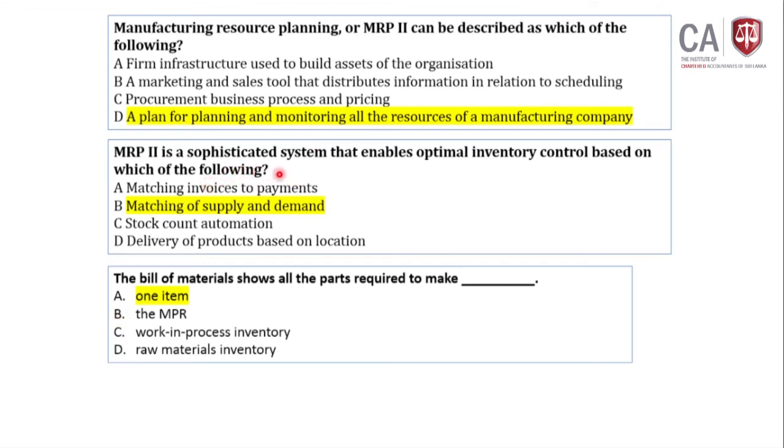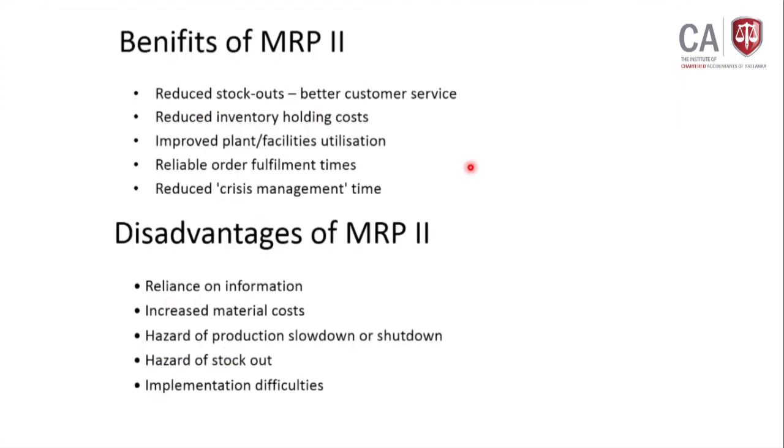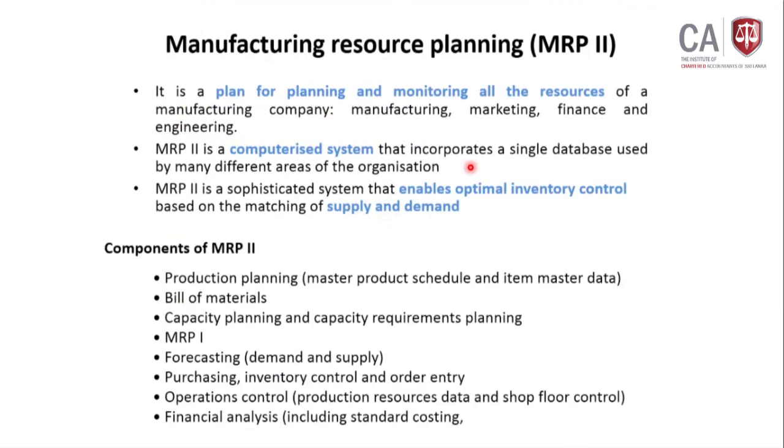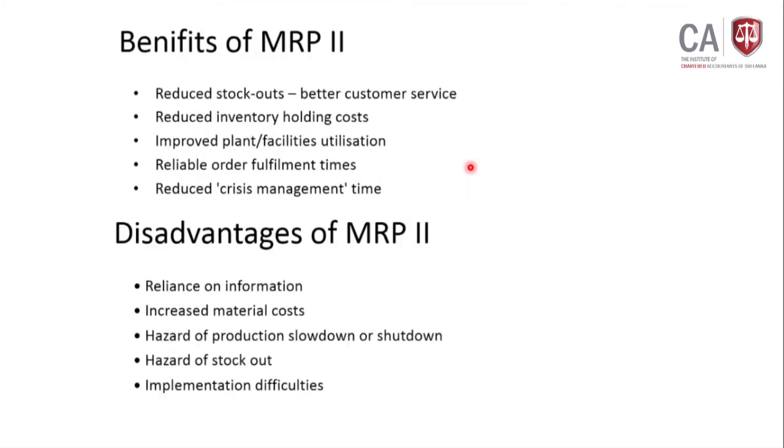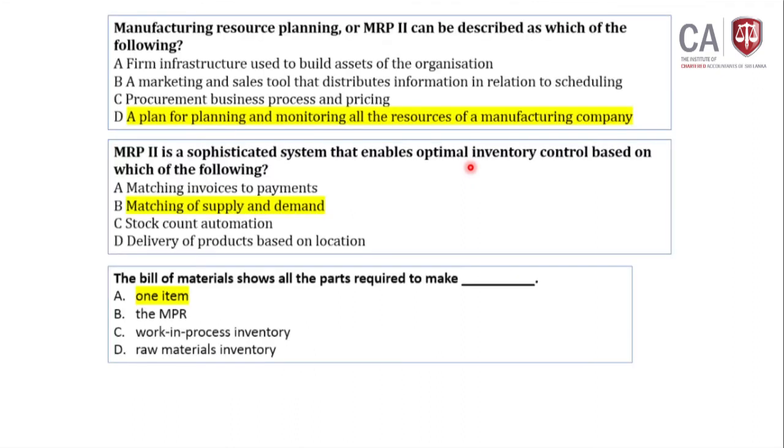MRP 2 is a sophisticated system that enables optimum inventory control based on which of the following? That enables the optimum inventory. Here we talk about that, no? So, that enables optimum inventory control. What is enabling that? Matching invoices to payments? No. Matching of supply and demand. So, by matching the supply and demand, we forecast the production. We forecast the inventory based on that.